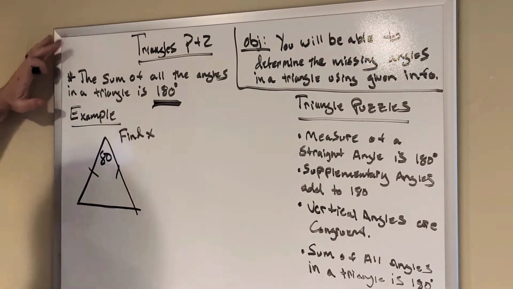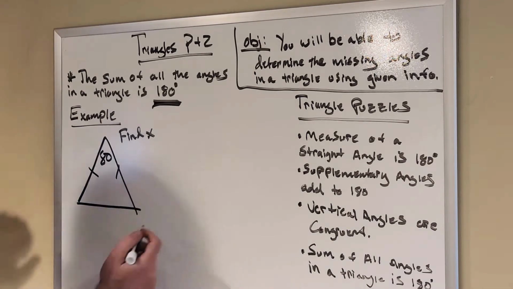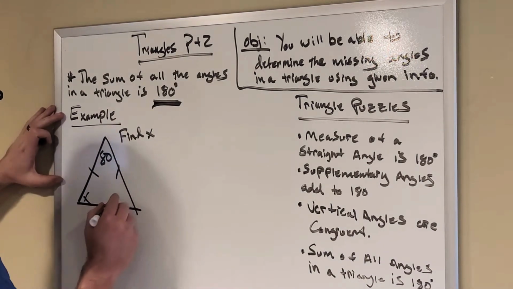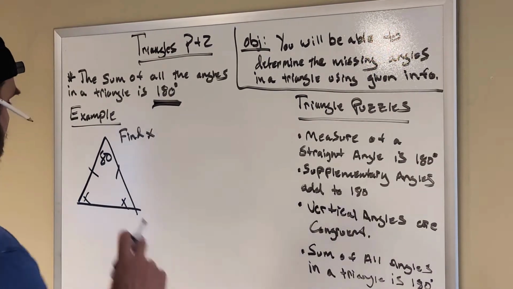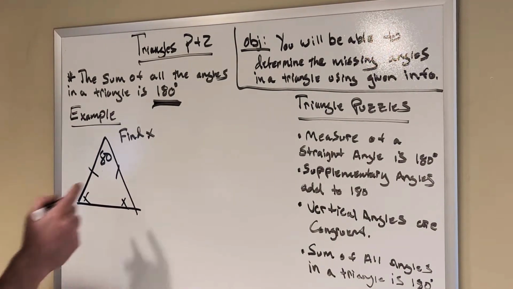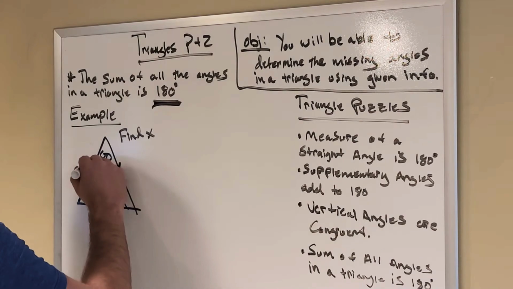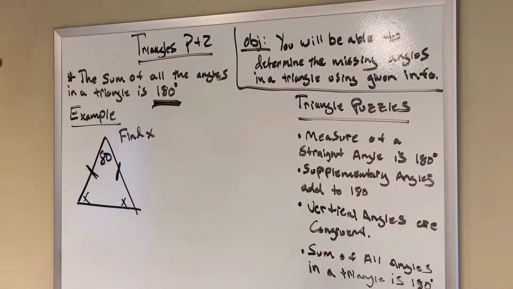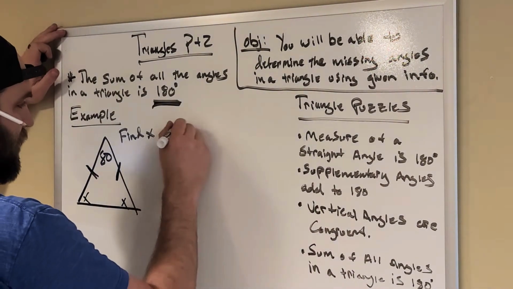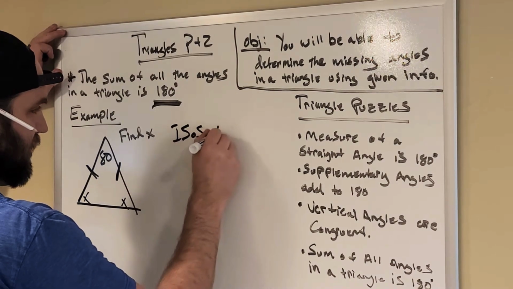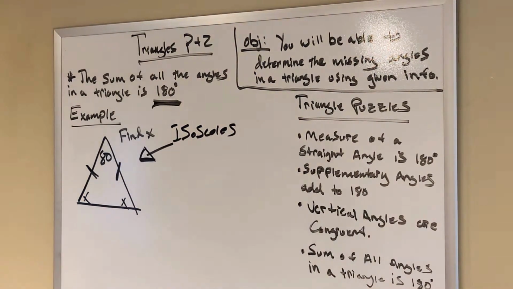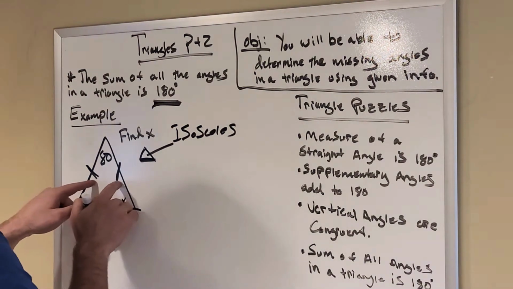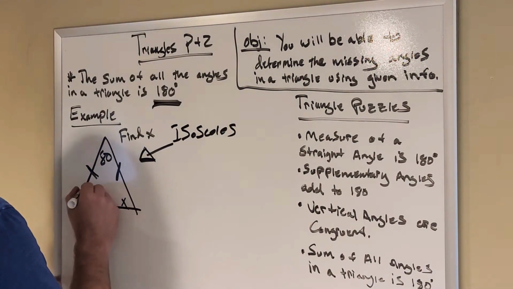We've got to remember our property. We take a look at this triangle and we say, these two dashes, what do those two dashes mean? Those two dashes mean that this is an isosceles triangle, I-S-O-S-C-E-L-E-S. And in an isosceles triangle, I have two sides that are the same and two angles that are the same.